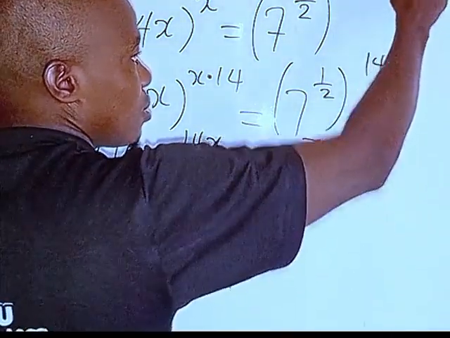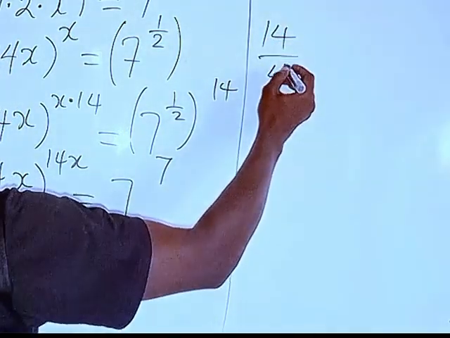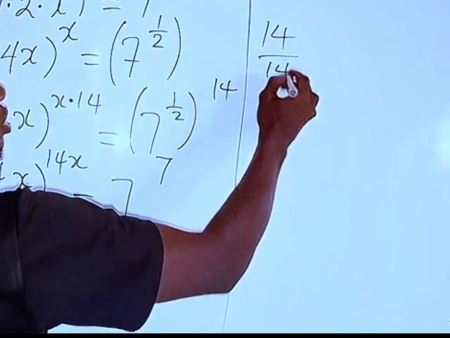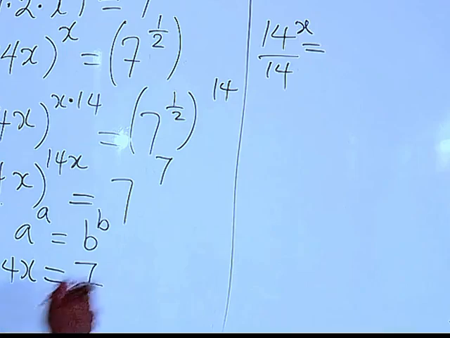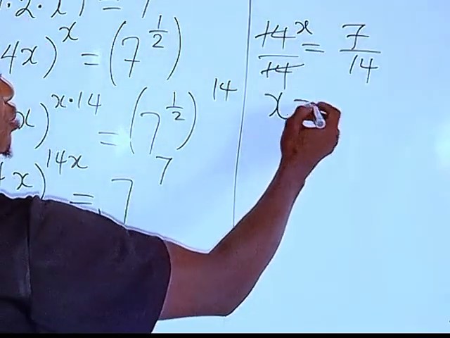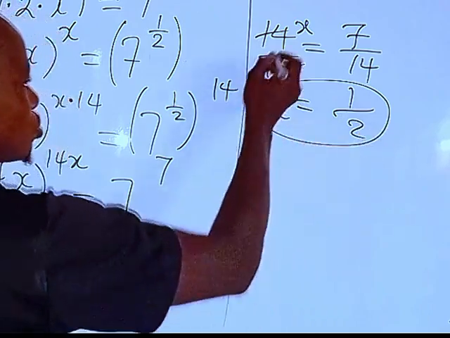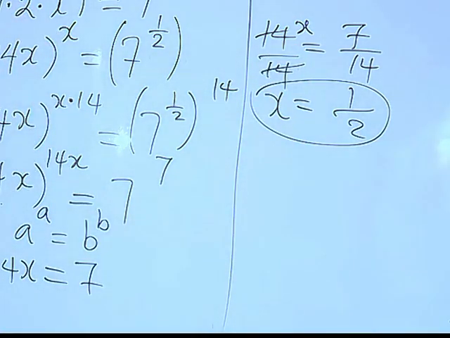Then from there, what do you think we have? Just divide both sides by 14, because we have x here, 7 by 14. We cancel this, we have 7 here, 1, 7 here, 2. So we have the solution here to be x equals 1 over 2.